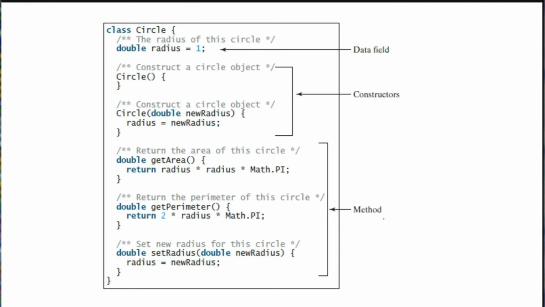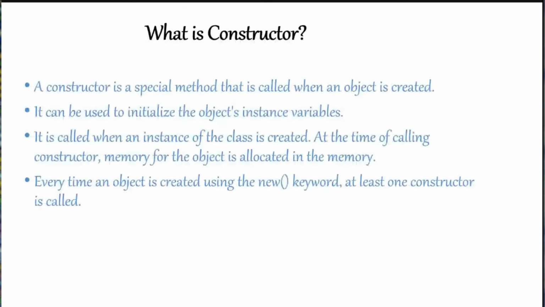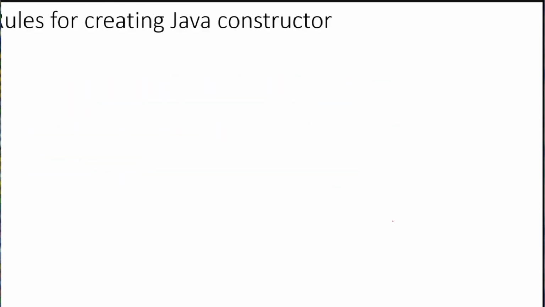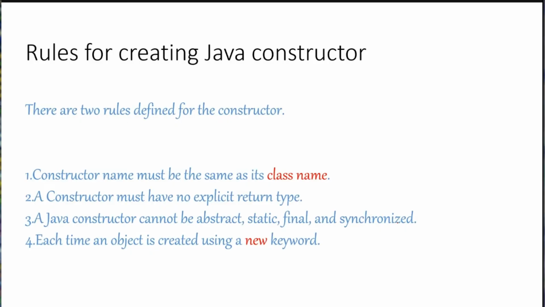Then another example that you can take here is the dog example. Let's first define some of the rules for the constructor. The first rule is that constructor name must be same as its class name. So both the names must be same. Then constructor must have no explicit return type. There is no need for the return type in a constructor. If you put a return type, it will give you an error.